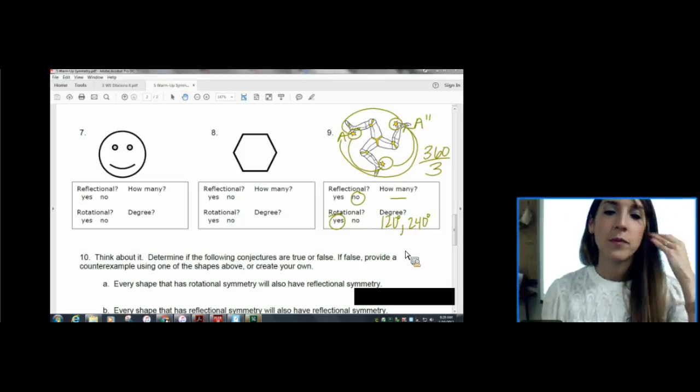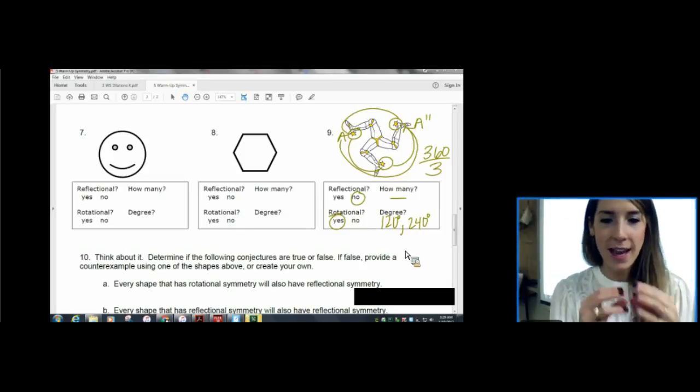If a figure only looks like itself when you rotate it 360 degrees, it has no rotational symmetry, because then every figure in the whole world would have rotational symmetry. Any figure, if you rotate it 360 degrees, looks like it started.